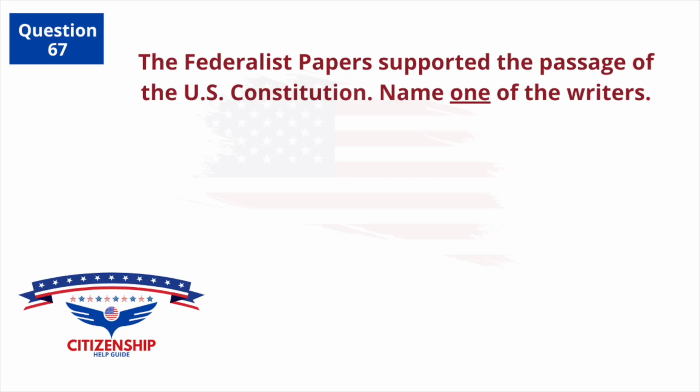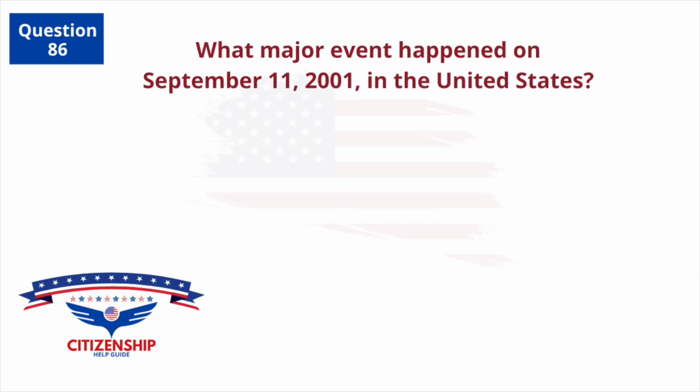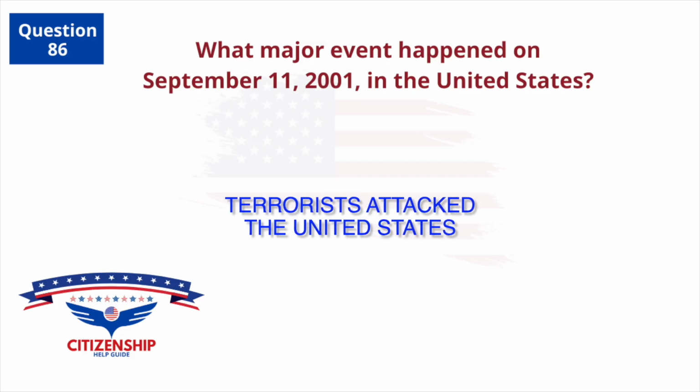The Federalist Papers supported the passage of the U.S. Constitution. Name one of the writers. James Madison. What major event happened on September 11, 2001 in the United States? Terrorists attacked the United States.